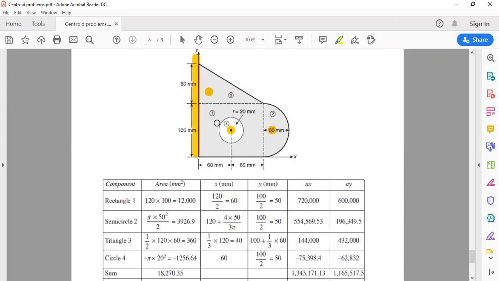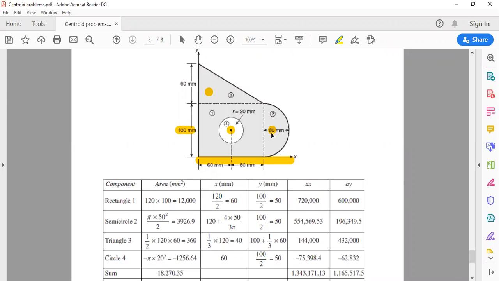Now next I want y bar of the semicircle, which is measured from the x-axis. We have already discussed the distance between the x-axis and CG in this orientation of the semicircle. It will be d by 2, where d is the diameter of the semicircle. So the diameter of the semicircle is 100, so it is 100 by 2, which is 50.